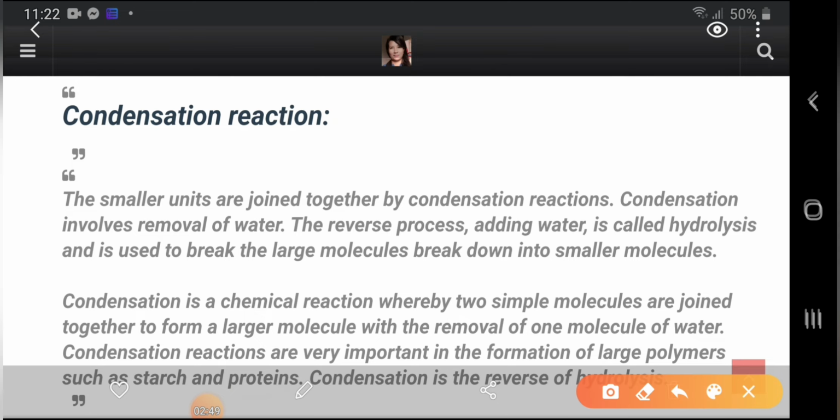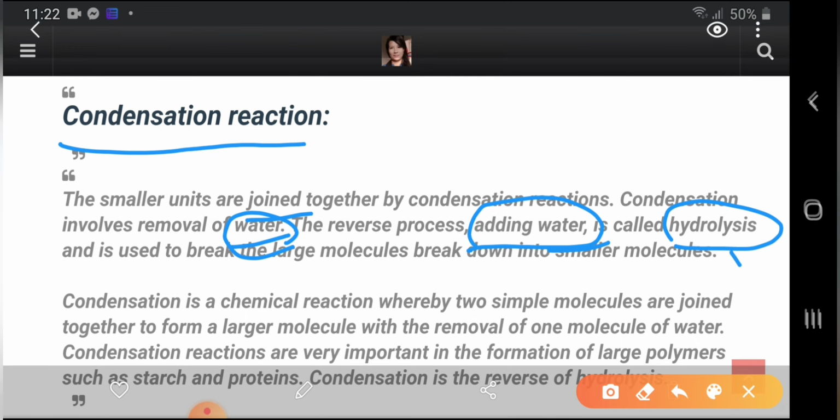So what is a condensation reaction? The smaller units are joined together by condensation reaction. And condensation reaction involves the removal of what? Removal of water. The reverse process, adding water, is called hydrolysis. Whenever water is added, this is called hydrolysis. It is used to break the large molecule down into smaller molecules. So condensation is a chemical reaction whereby two simple molecules are joined together to form a larger molecule with the removal of one molecule of water.